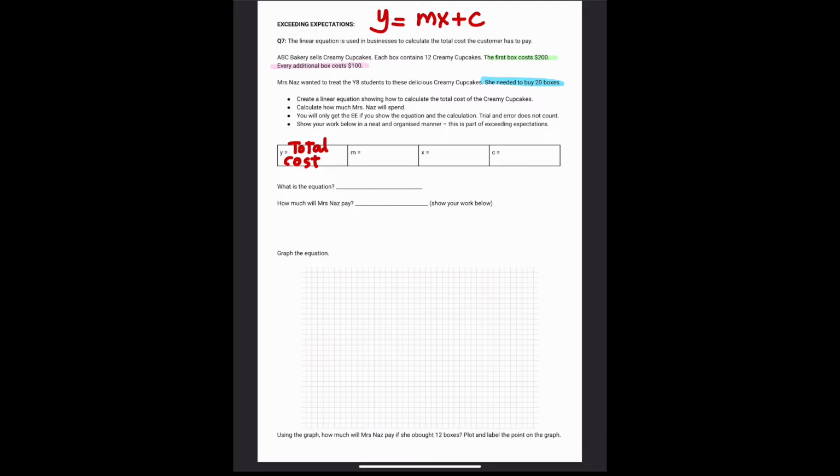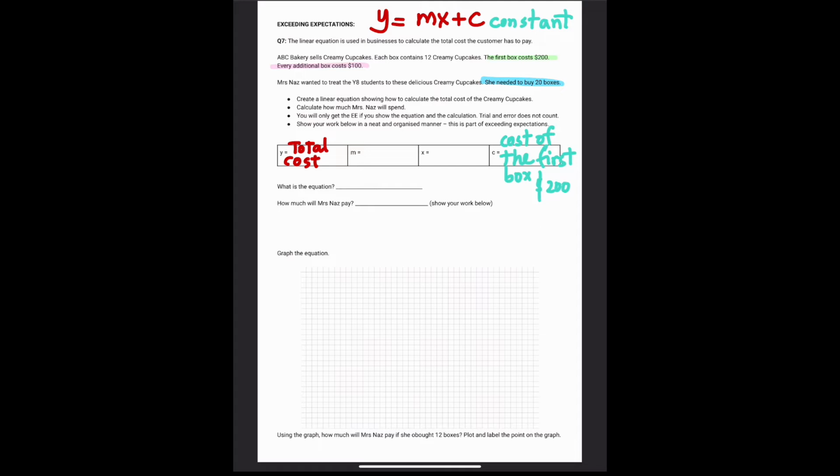C, we know, is the constant or the y-intercept. And as we know, constant means it remains the same, it never changes. So in this case, the constant is the cost of the first box, which is $200. This is because no matter how many boxes you buy, 1 box, 2 boxes, 3 boxes, 100 boxes, the first box will always cost $200. That's why it is the constant.